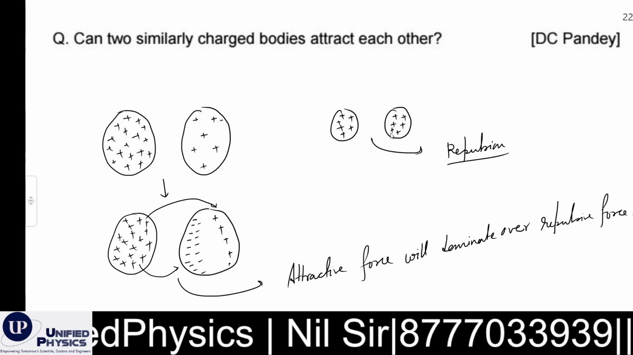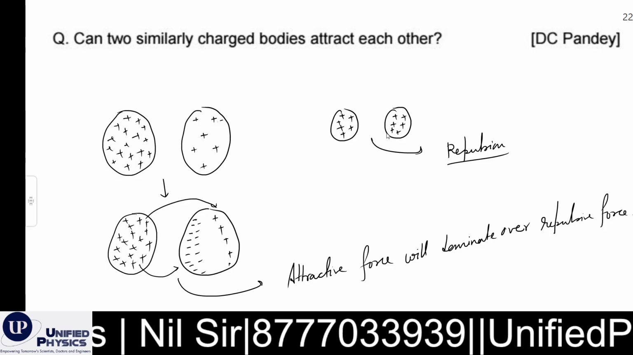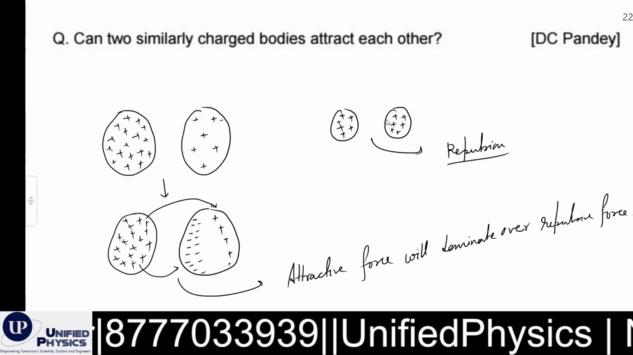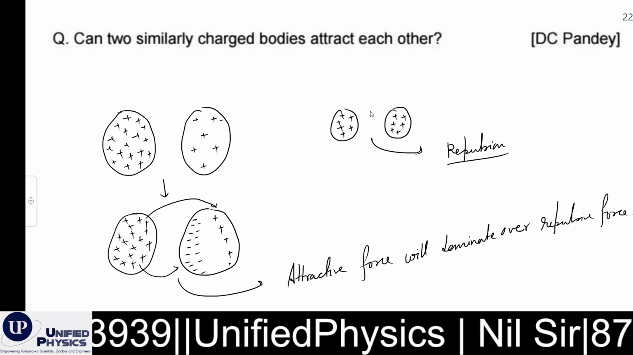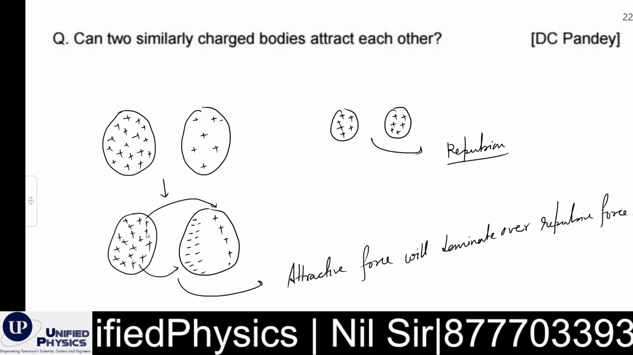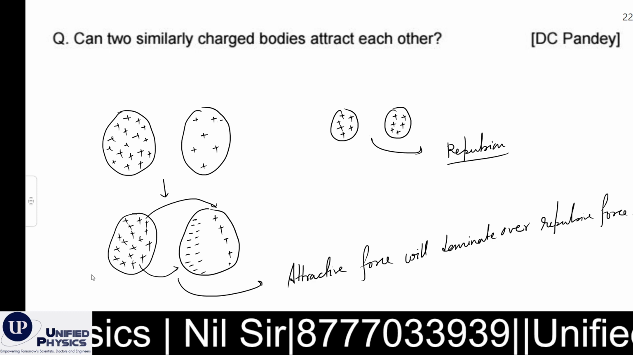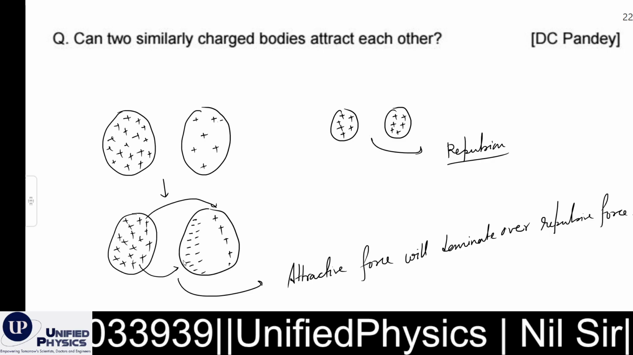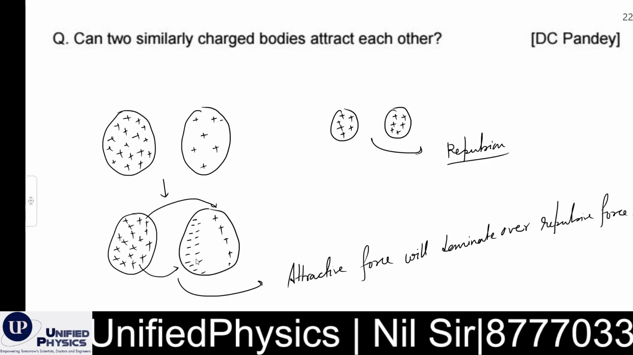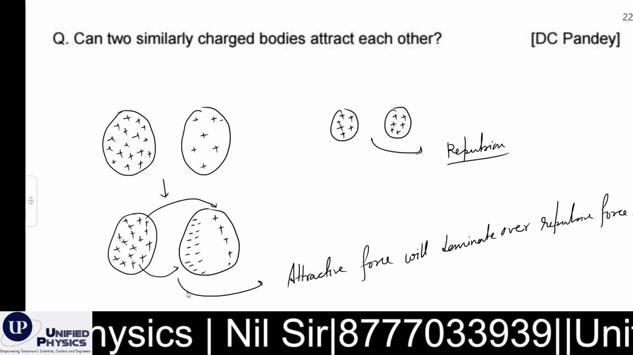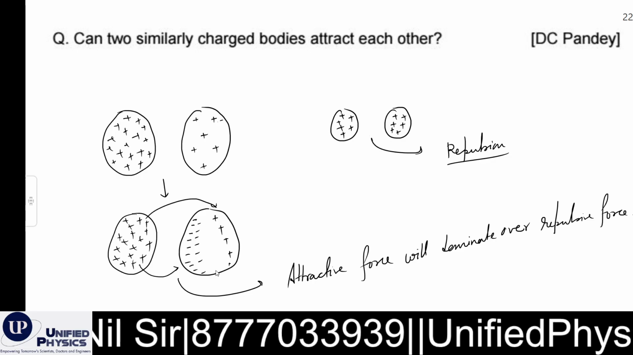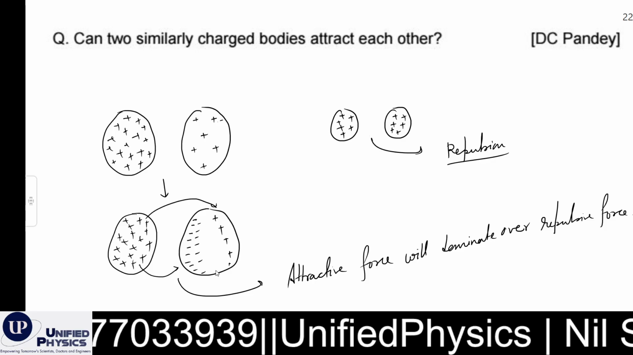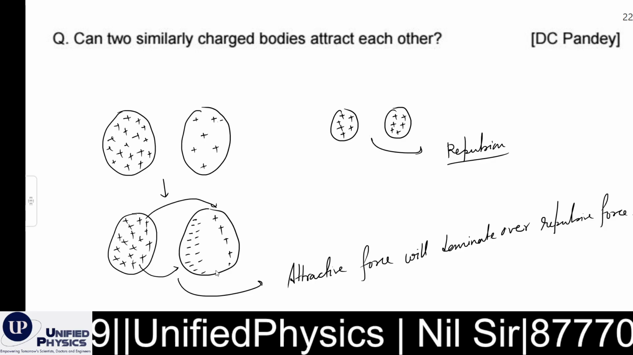কারণ যে অ্যামাউন্টটা এটা ইন্ডিউস করবে that amount will be very less. The amount of induced charge will be very less. But as the amount of this charge here, the charge density, is very high, the influence of this thing, that means the induction effect, will be more here. And that's why instead of repulsion, these two bodies will attract each other.